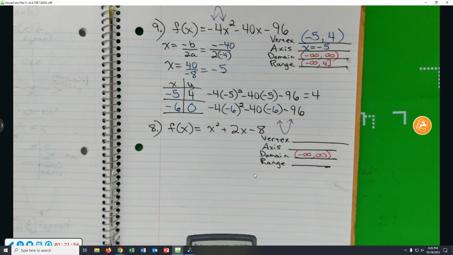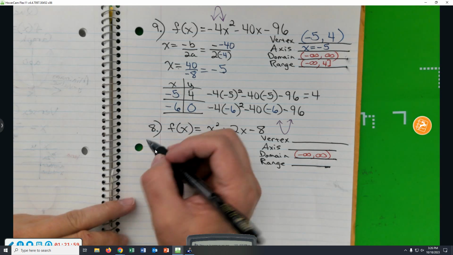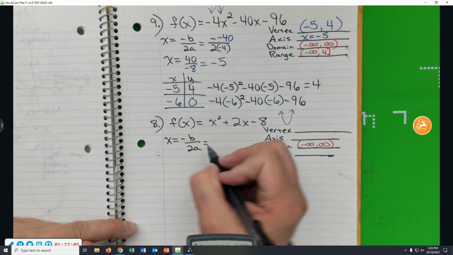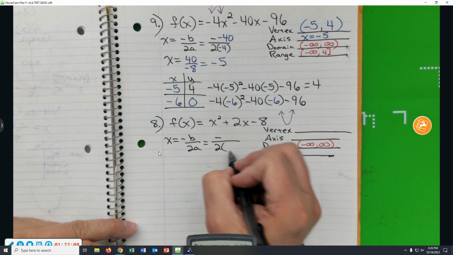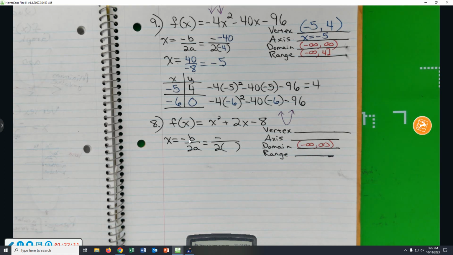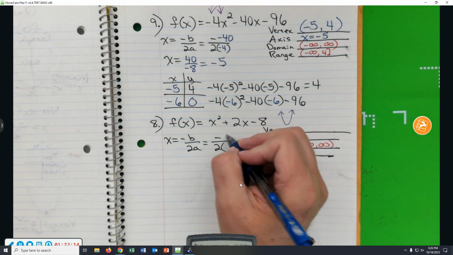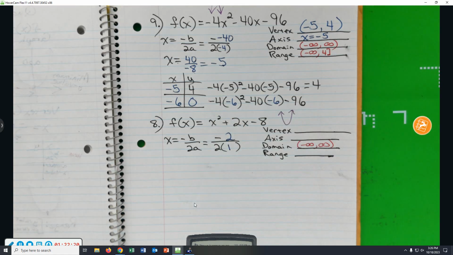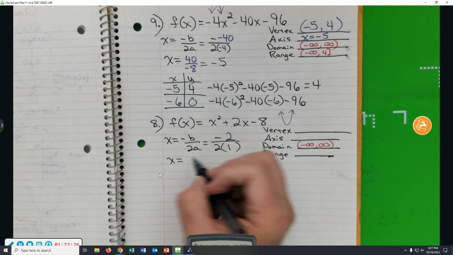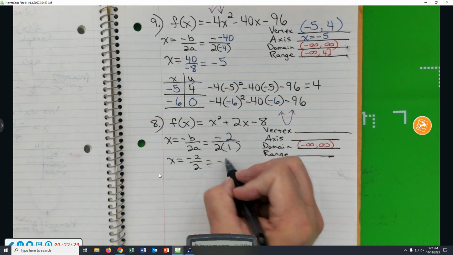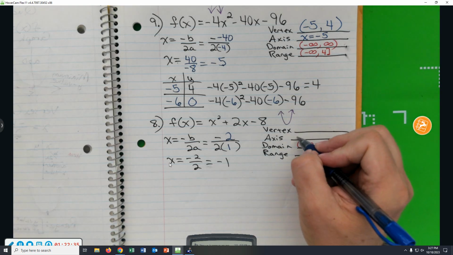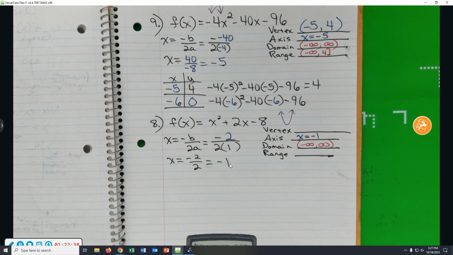To determine the vertex and the axis, we use the formula x equals negative b over 2a. What's b? 2. I agree. What's a? 1. I agree there as well. So we have a negative 2 divided by 2, which equals a negative 1. So we know the axis. The axis is x equals negative 1. Any questions there?